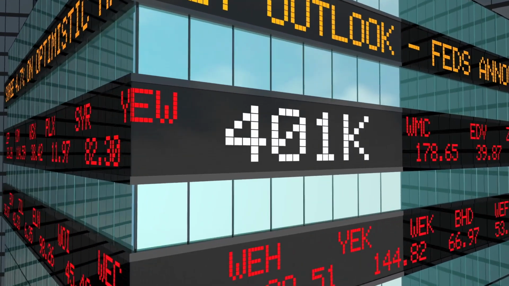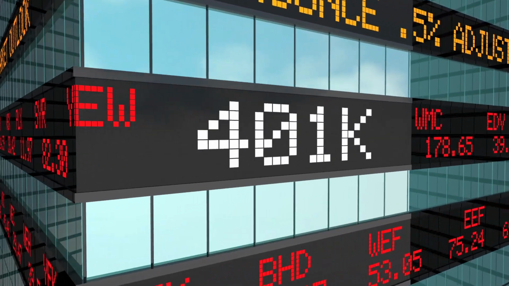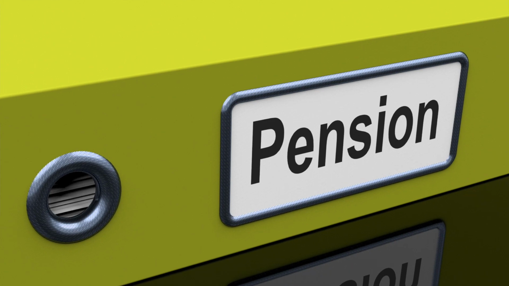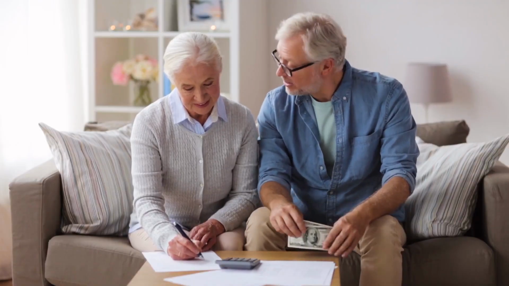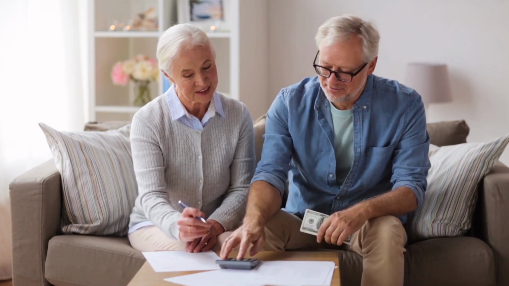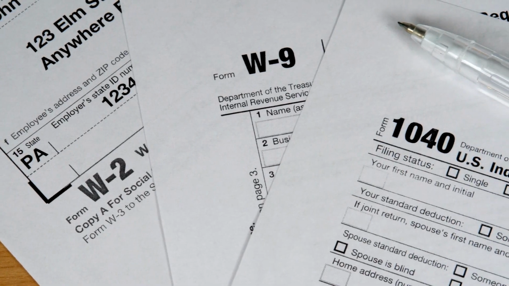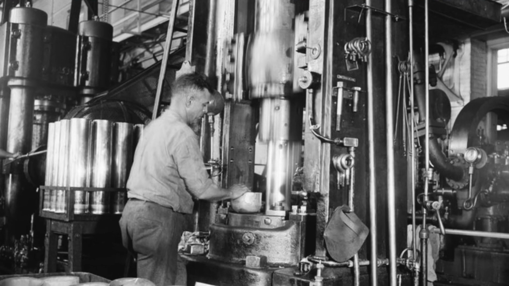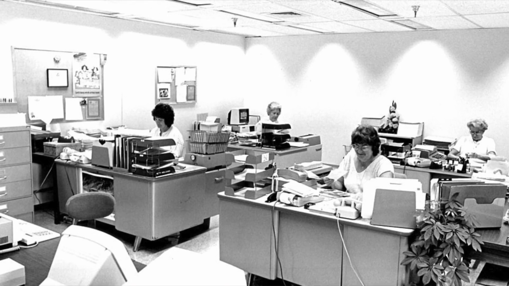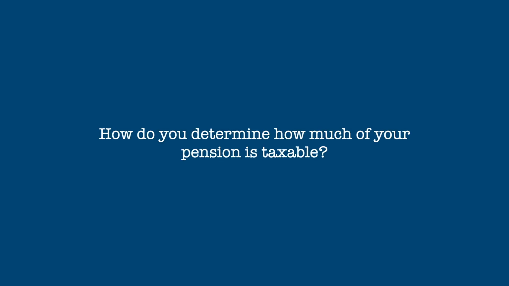With the advent of 401k plans in recent years, the traditional employee retirement pension has fallen out of favor. However, there are still millions of retirees who still receive one. For most of these people, their pensions are fully taxable, but for some pensioners who made after-tax contributions to their pension plans while working, some of their monthly payments are not taxable. If that's the case for you, how do you determine how much of your pension is taxable? I'm going to answer that question in this video.